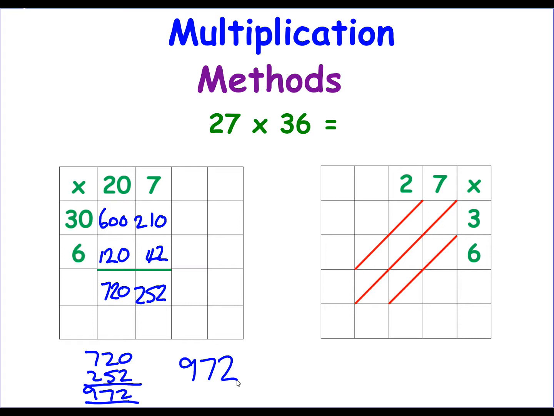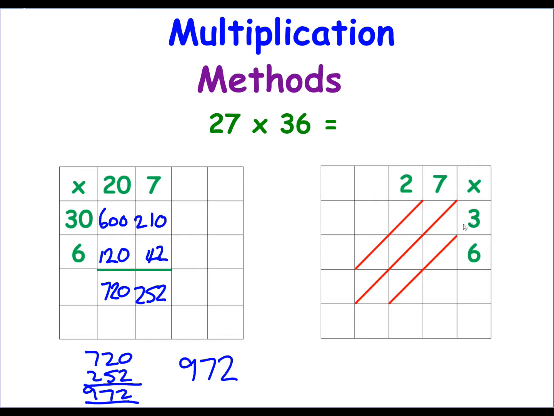The other method for multiplying that's very popular in schools is another grid method, but where you draw these diagonal lines across the various units. And you also have to put it back to front. So you put the 27 across the way and 36 down the way. So let's have a look at how this works.